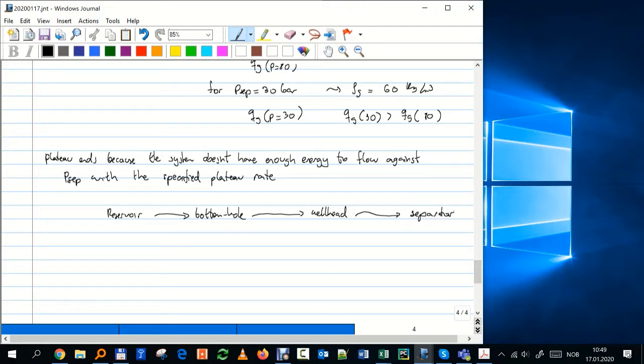Okay, and in all of these things we have losses that are defined by this one we call the formation, right? Flow in porous media. How do we call that part of the system? That pressure drop, how do we call it? Drawdown, right?